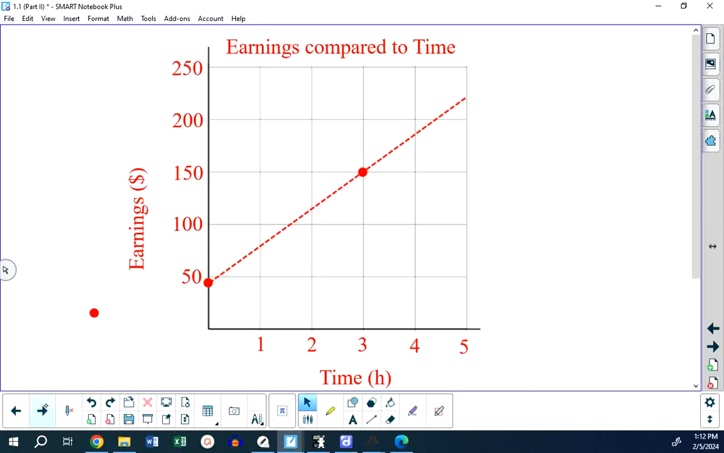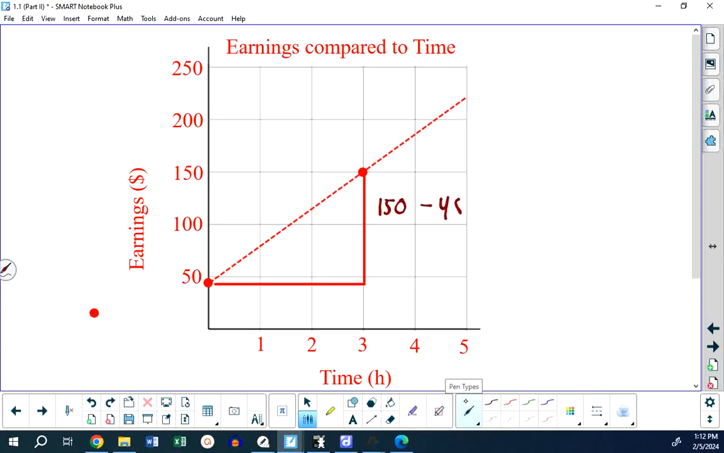Well, I'm going to do the triangle thing here. This is 150 minus 45. It's the vertical height, right? So this is 150 here. This is 45 here, so you have to subtract them. This is 3 minus 0. I hope you're getting better at the slope thing. I think it's easier now than it was when we first started.